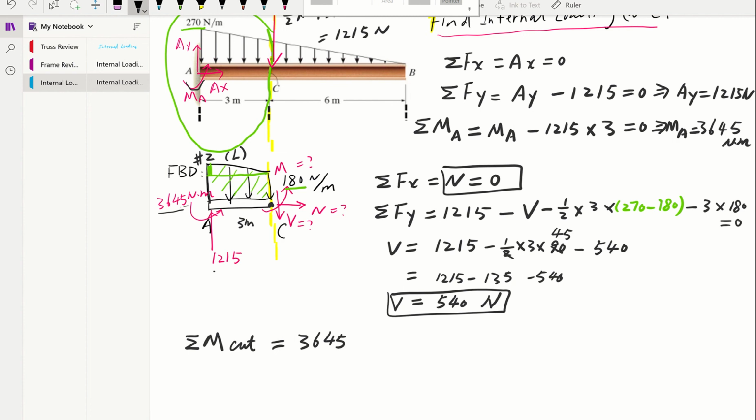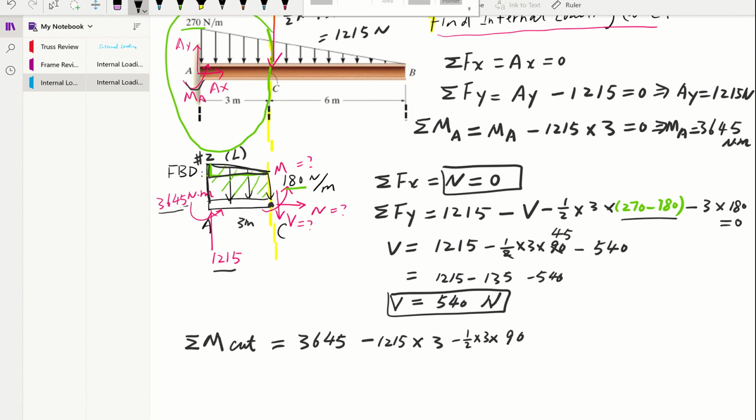Then we have this 1215. That's a force, so we're going to multiply by the moment arm, which is 3. That makes it clockwise rotation, so that's negative. Then we don't forget our distributed load. First we're going to look at this triangle, which we have done earlier. It's a half, 3, times height. The height is this value, times 90.